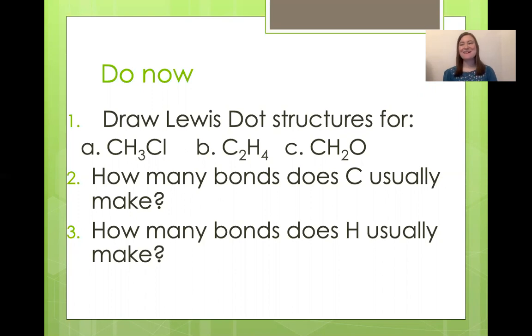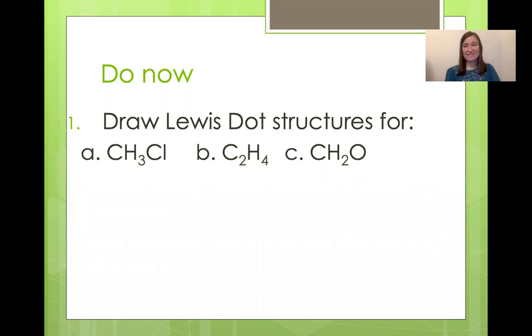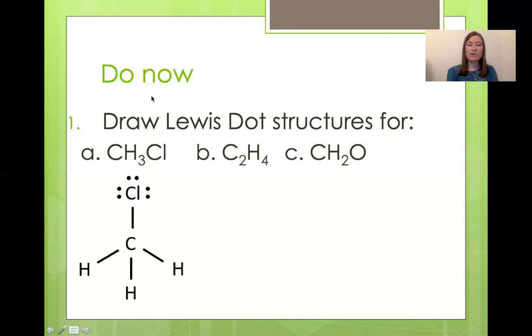Cool. Let's look at these Lewis dot structures. So CH3Cl: chlorine starts with 7 electrons. It needs 8 to be stable, right? Carbon starts with 4. It needs 4 more. It needs 8 total to be stable. Hydrogen starts with 1. It needs only 2 to be stable because it's in that very first group. So the way to accomplish this is like this, where carbon is bonded to the 3 hydrogens and bonded to chlorine. Carbon's got 2, 4, 6, 8 electrons, so it's stable. Chlorine's got 2, 4, 6, 8 electrons, so it's stable as well.